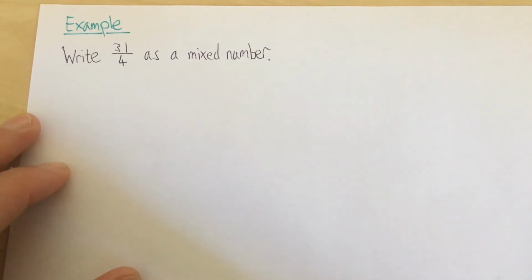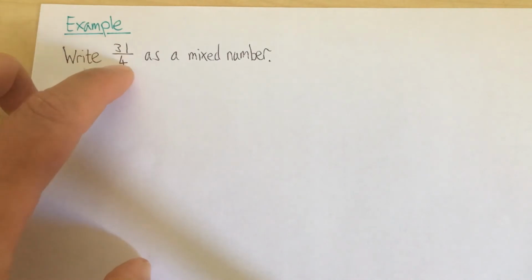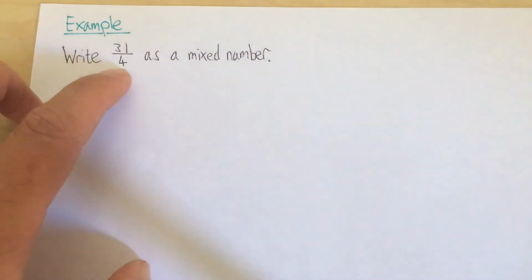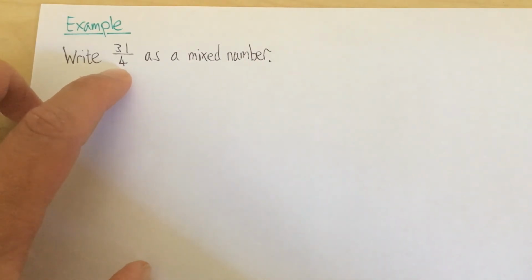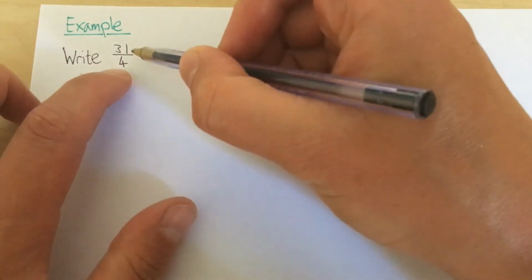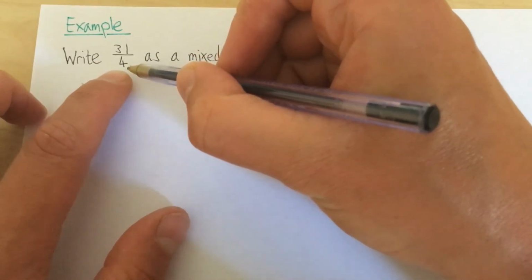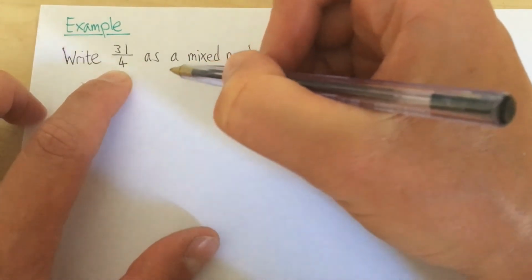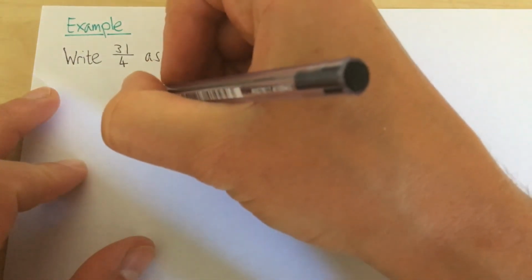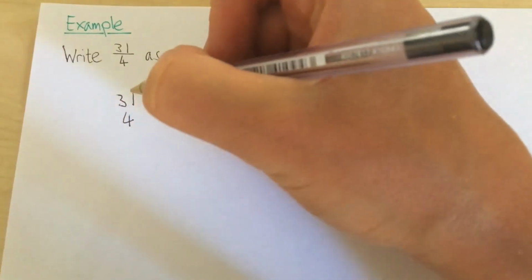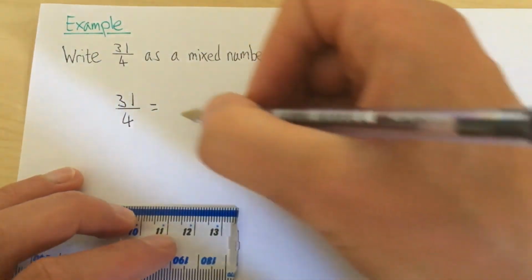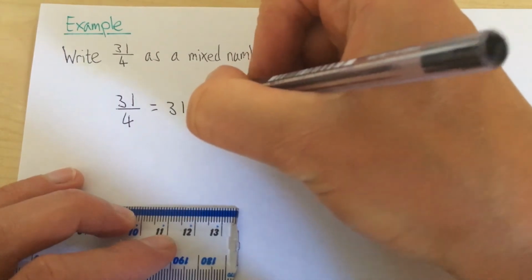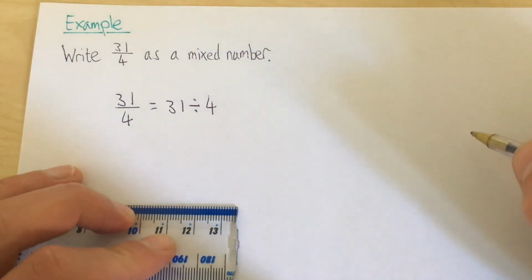In this example, we're going to start with an improper fraction, what we've got here, where the numerator is larger than the denominator, and express it as a mixed number. So we're going to divide 31 by 4, and we're interested in the integer part and the remainder. So 31 over 4 as a fraction is equal to 31 divided by 4.